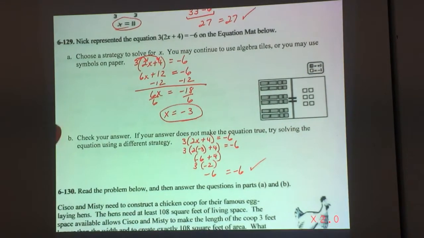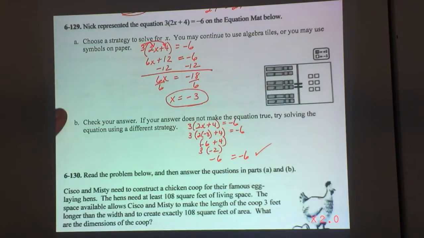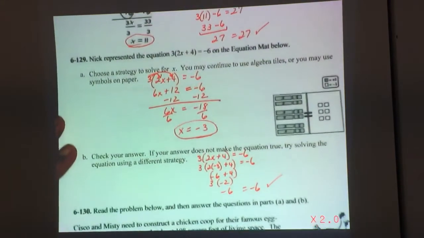Okay, let's move on. I feel like I should move this. What happens if I move this?